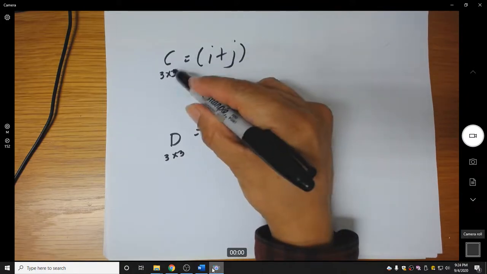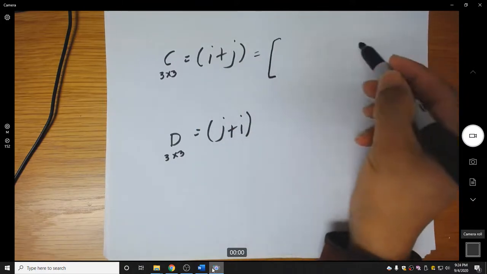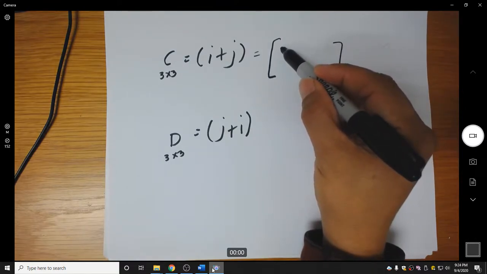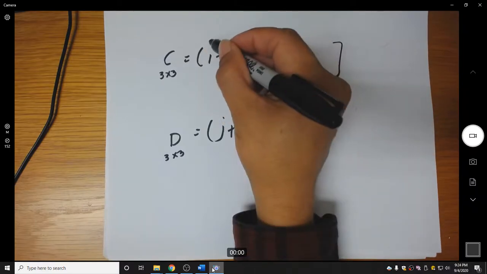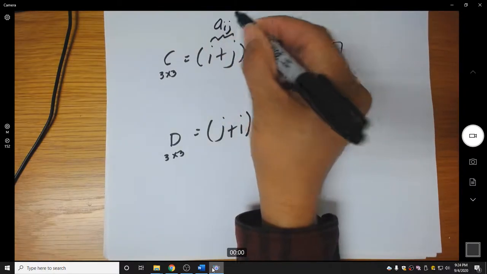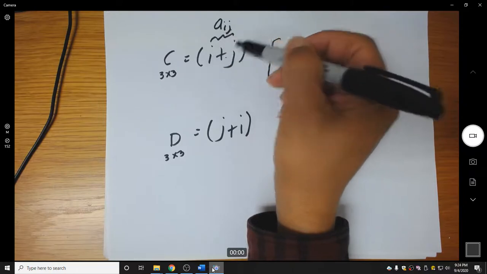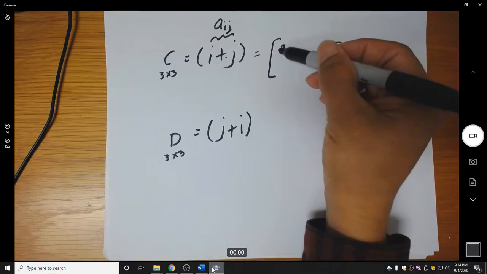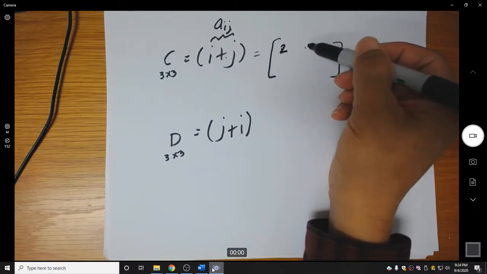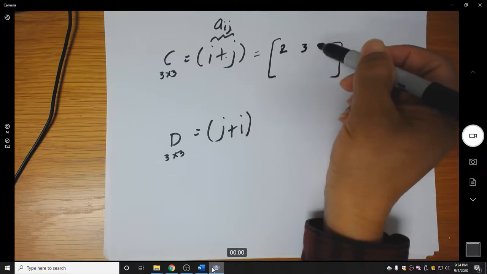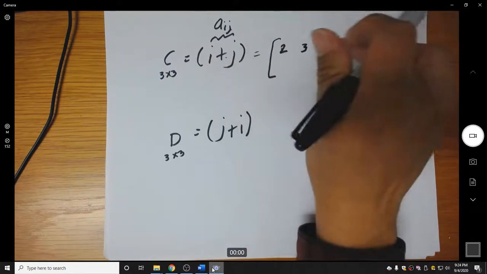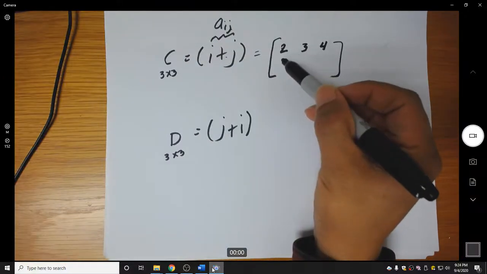Well, let's see. C is a 3 by 3 matrix. So let's obtain a 3 by 3 matrix. Now, A11 is described here. This describes Aij. So if you want A11, it's going to be 1 plus 1. 1 plus 1 is 2. A12 is going to be 1 plus 2, which is 3. A13 is going to be 1 plus 3, which is 4. Okay, so that completes my first row of C. Let's get my second row of C.